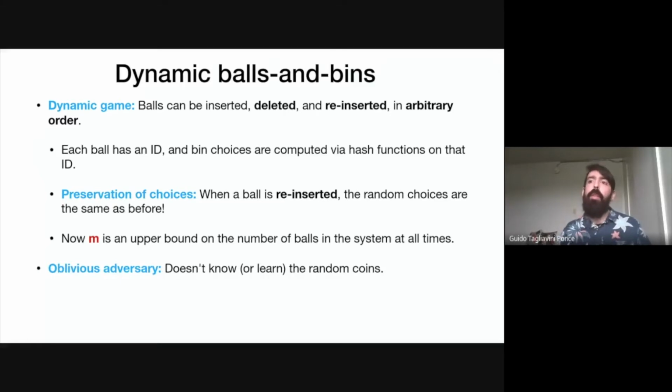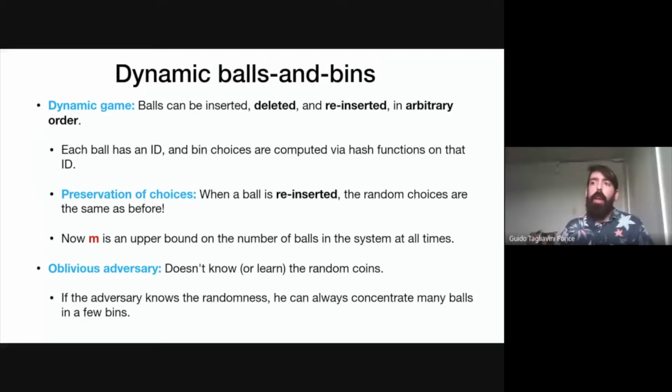Okay, and we are always going to consider oblivious adversaries, which means that the sequence of insertions, deletions, and reinsertions are generated without knowledge of the random choices. And the adversary cannot learn the random choices as well. Because if he can learn the randomness, then he can always select a group of balls that choose the same group of bins. And so he can force a distribution where balls are concentrated in few bins.